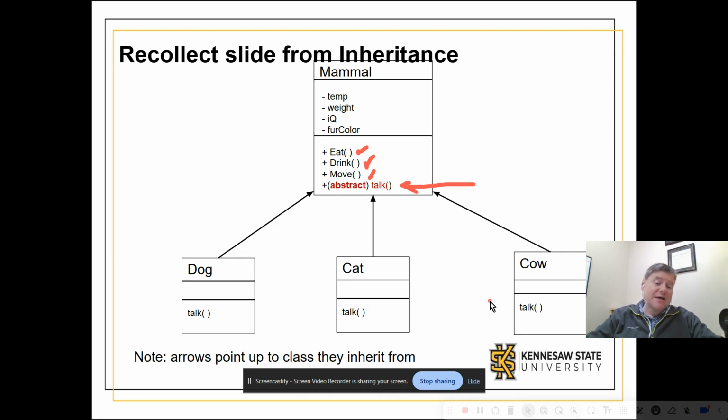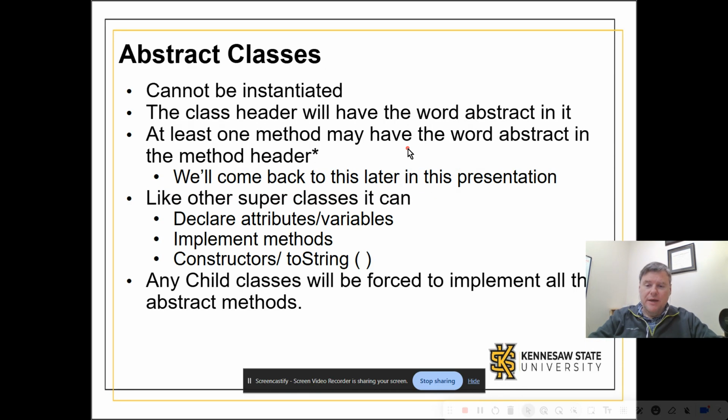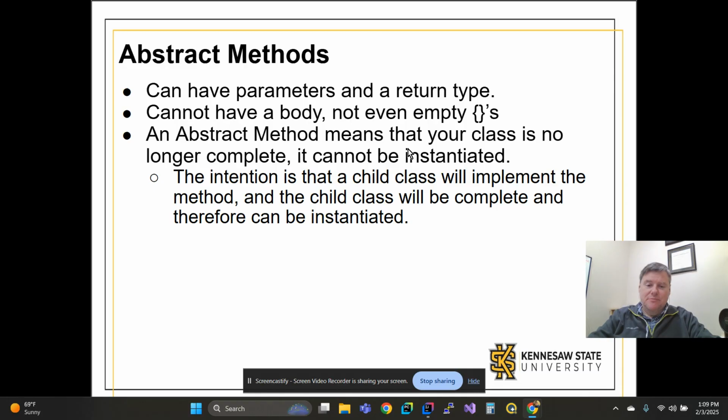Once you have a dog, a cat, and a cow, and you've actually created the talk methods in them, then you're welcome to instantiate them. You can instantiate dog, cat, and cow, but you can't instantiate mammal. Okay, so let's take a look at writing an abstract method for just a moment here.